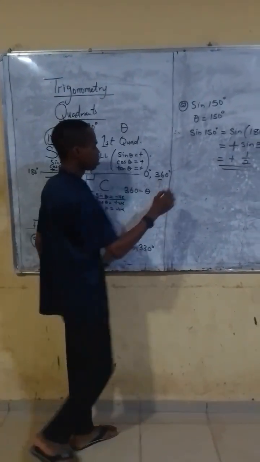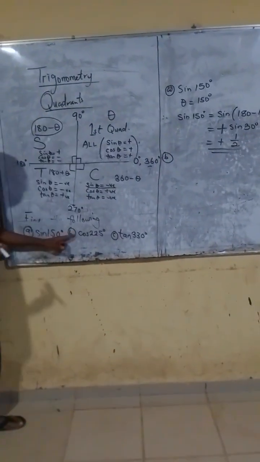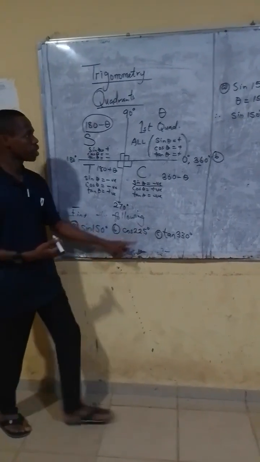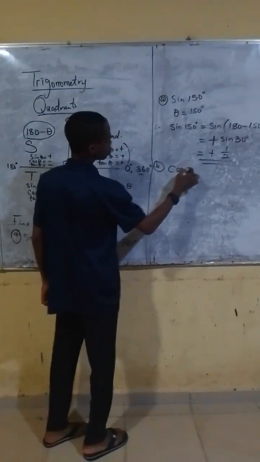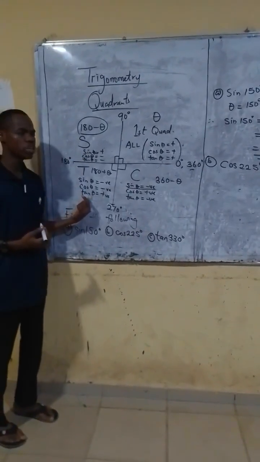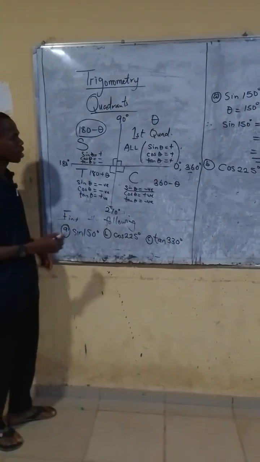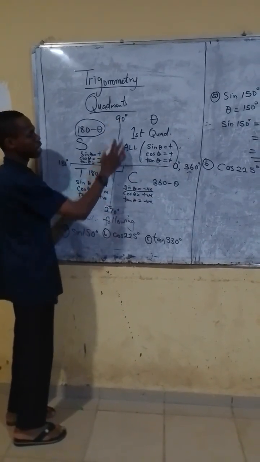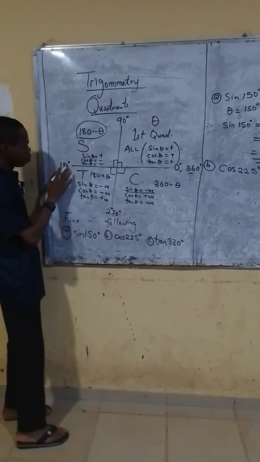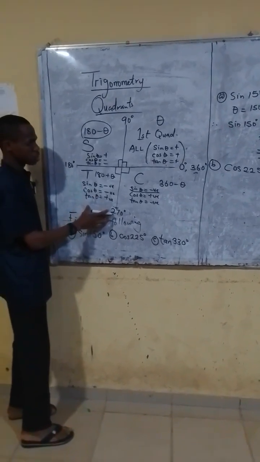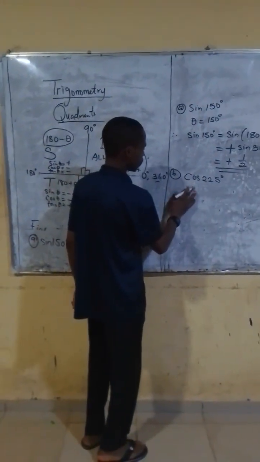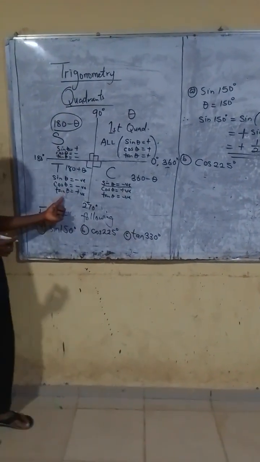Now the second one, you were asked to find cos 225 degrees. So if I have cos 225 degrees, the next thing is to come back here and check which quadrant am I going to be having 225. From 0 to 90, I can't get 225 yet. From 90 to 180 cannot be gotten. 180 to 270, yes, it can be gotten. So that means I'm having my value at the third quadrant.